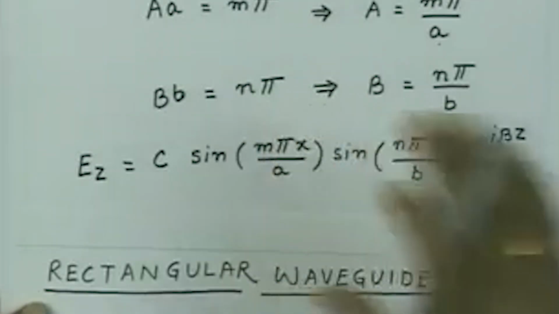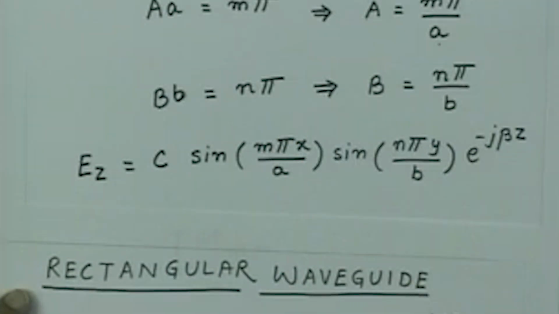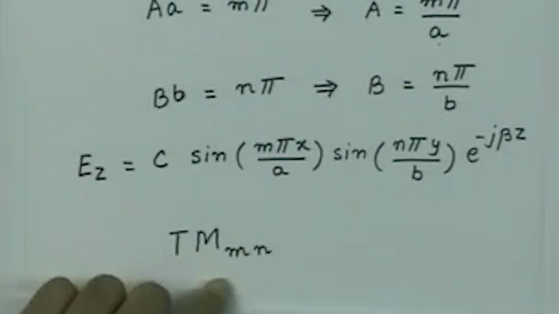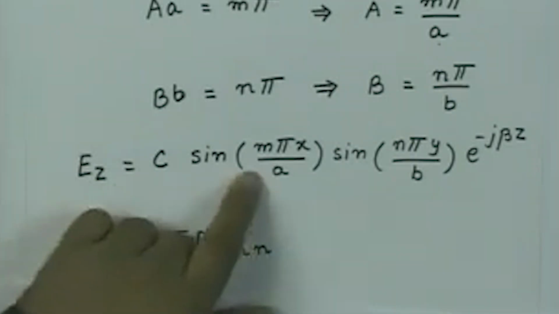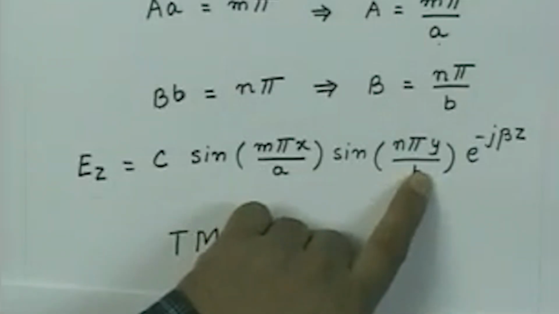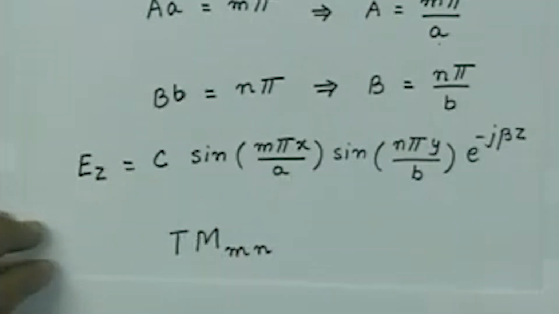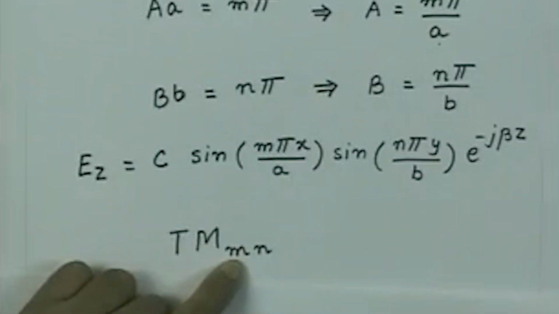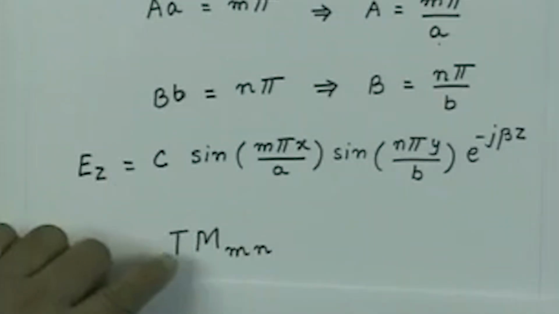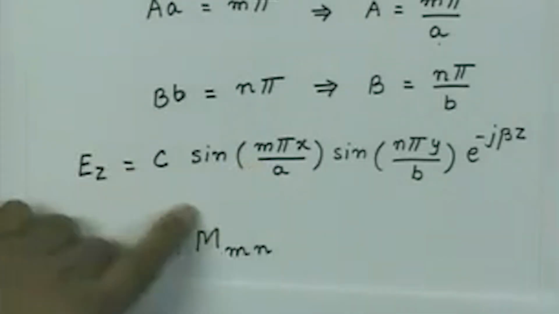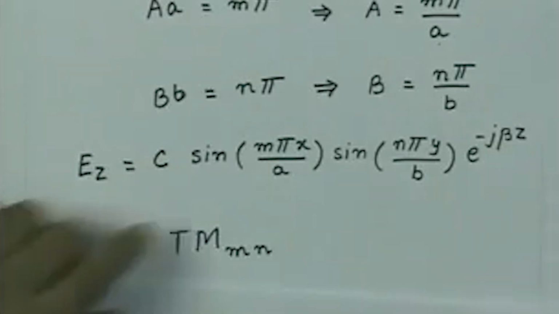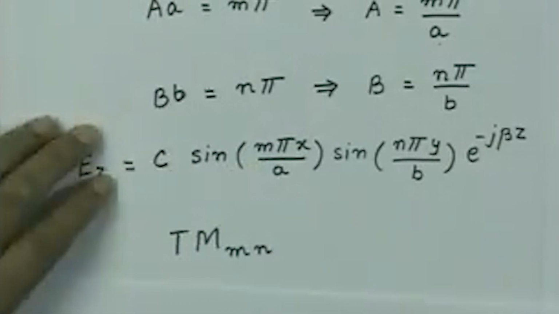So, this behavior is exactly identical to what we have seen for the parallel plane waveguide, that the index which you have for the mode represents the number of half cycles in the transverse direction, and in this case there are two transverse directions, one is x and one is y. So, along each of these transverse directions x and y, these indices tell me the number of half cycle variations for the magnitude of the field. If I take m equal to 1, I get one half cycle variation. If I take m equal to 2, I get two half cycle variations, and so on.